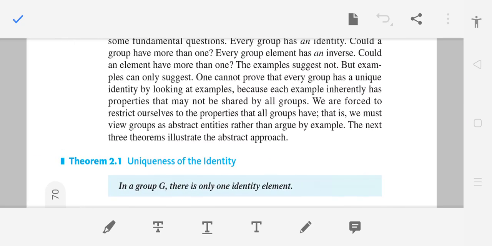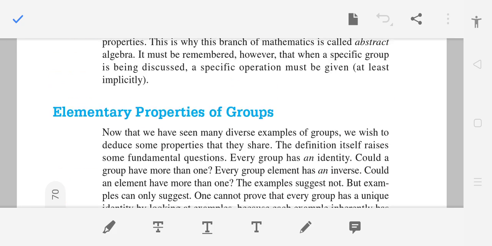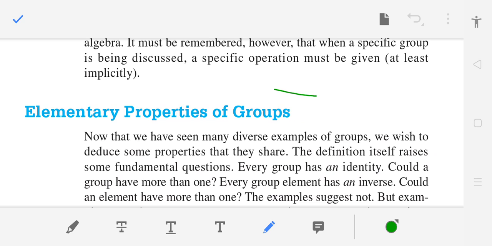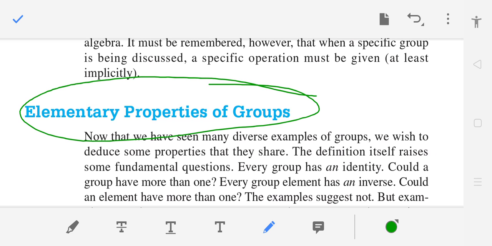Now we just focus on some elementary properties of groups. This is a very important section, so I want to discuss this first. What are the properties that you must know for groups? There are some properties that will be used in a very basic way, and they are very important in solving questions in groups.